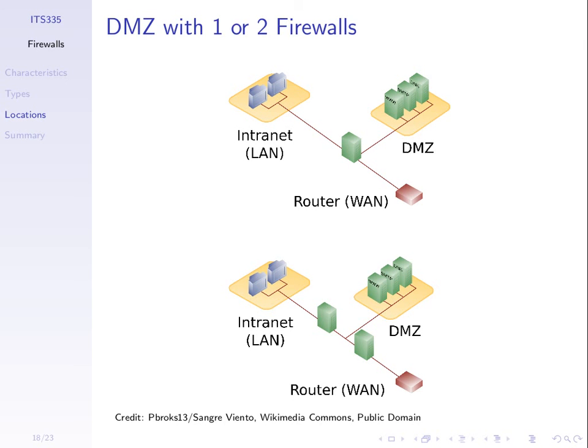Another arrangement is to use two firewalls, these two green blocks in the bottom diagram. Similar setup. Why use two firewalls? What can we gain there?